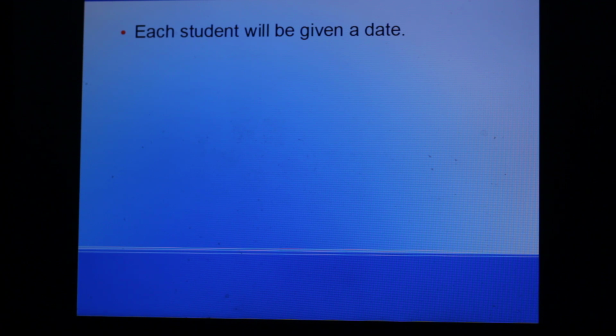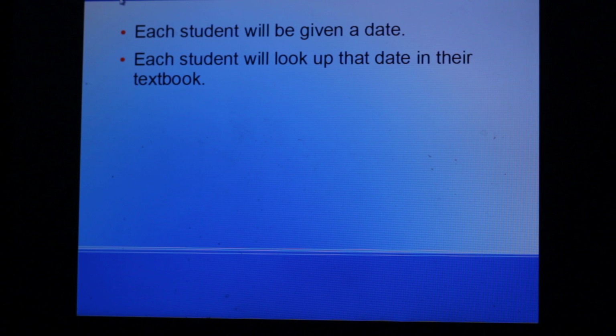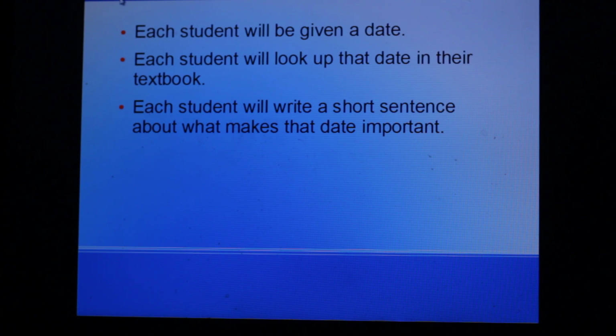You'll be able to see the date come up with your name. You write down that date. Each student will look up that date in their textbook. Find out where you can find that date and look it up. Each student will write a short sentence about what makes that date important. So you figure out what's important about that date.